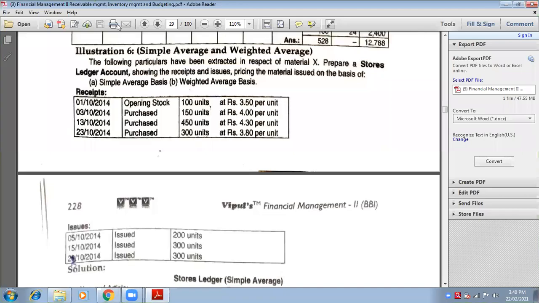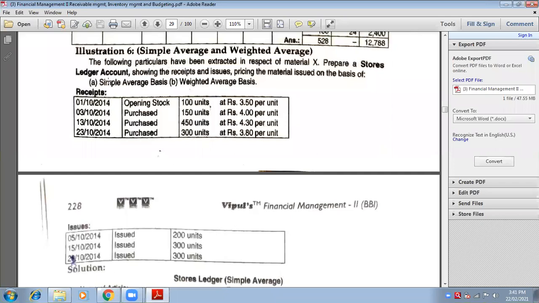Okay, see now. This is question number 6, illustration number 6. We are going to solve it as per FIFO method. उन्होंने नहीं बोला है पर हम FIFO method से करेंगे because हमको FIFO method के sums practice करने हैं पहले. Okay. The following particulars have been extracted in the respect of material X.